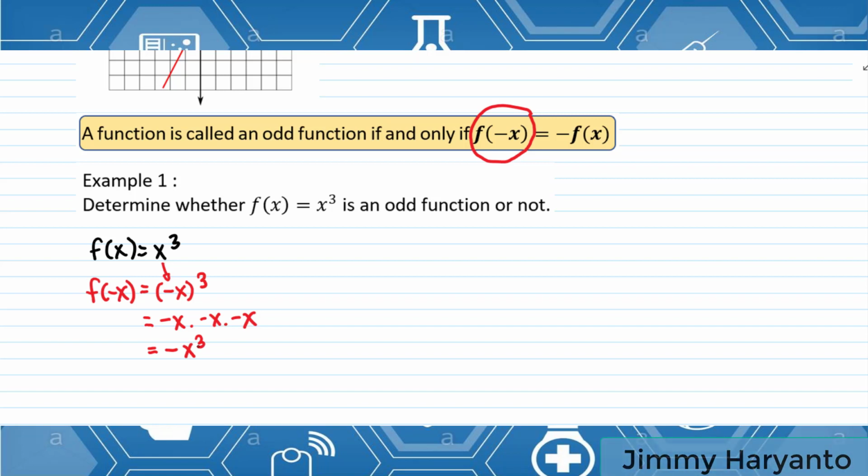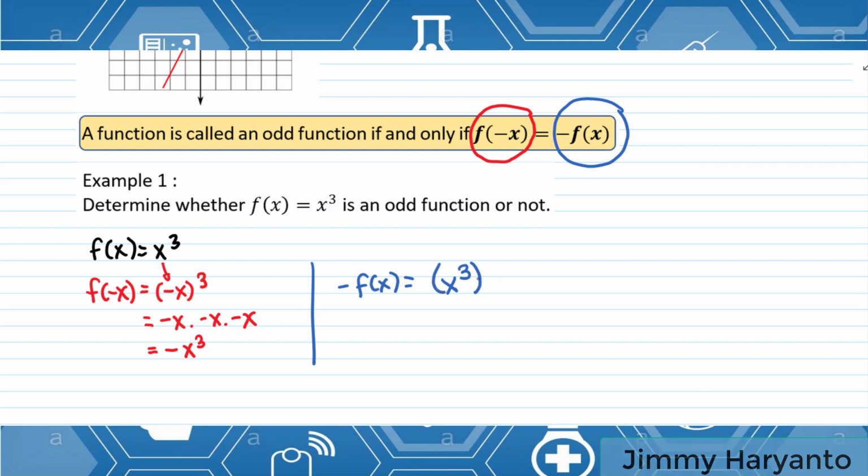Next, you have to find negative fx also. What is the meaning of negative fx? You have to multiply fx by negative 1. The fx is x to the power of 3, right?